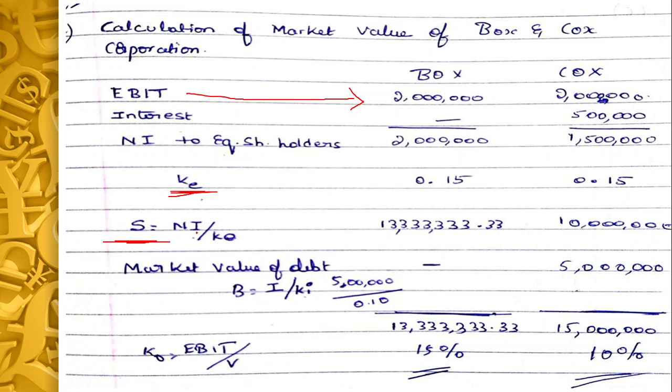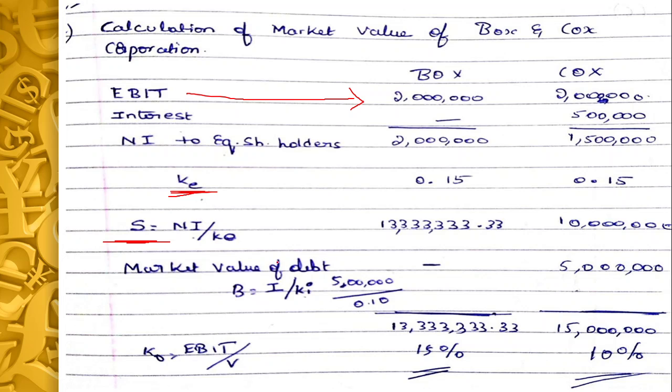So, the net income available for equity shareholders for Box Corporation stands at 2 million. 2 million divided by 0.15 would give you 13,333,333.3. And for Cox Corporation, when we divide 1,500,000 by 0.5, we will get 10 million.